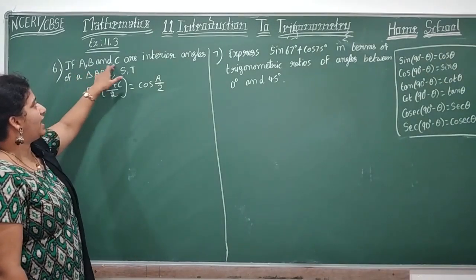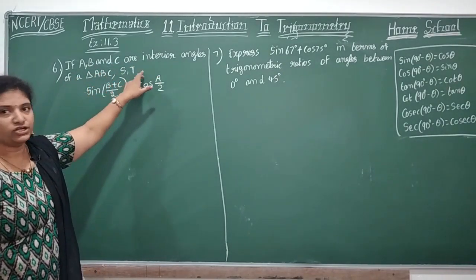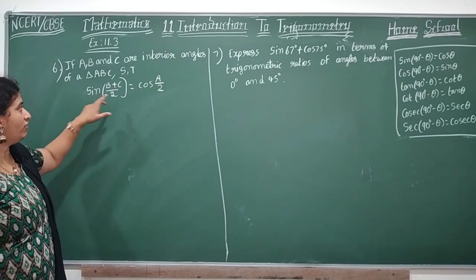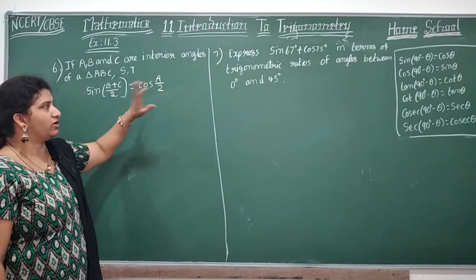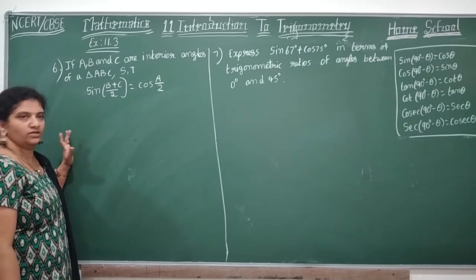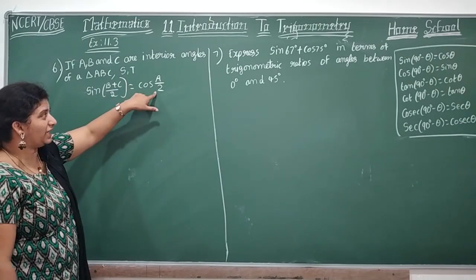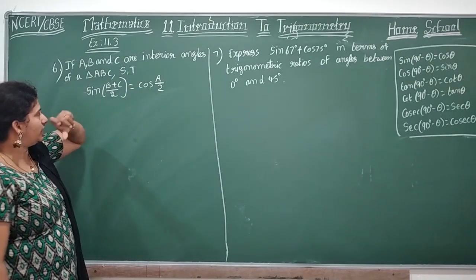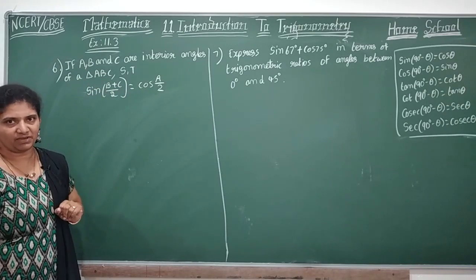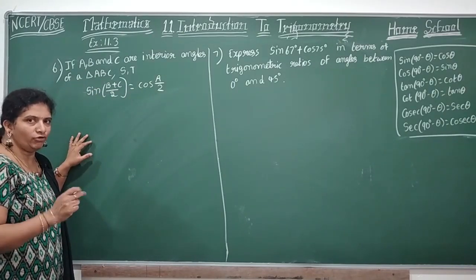If A, B and C are interior angles of a triangle ABC, show that sine of (B plus C) by 2 is equal to cos A by 2. So here, how can I do this? Before that, I need A by 2 there. A triangle has sides A, B, C. So, what is the sum of interior angles of a triangle?